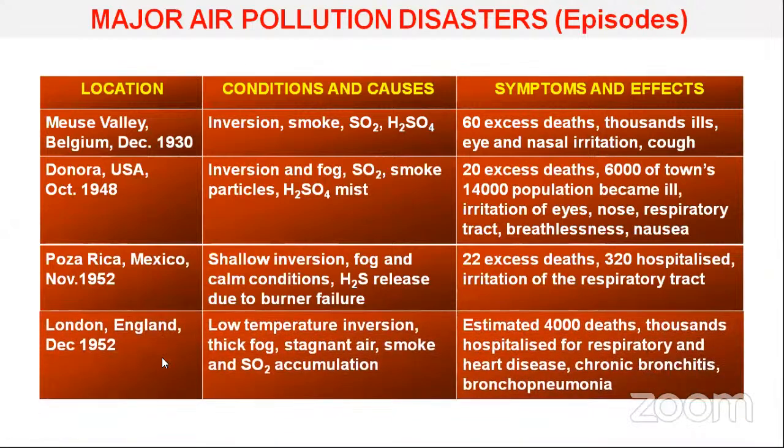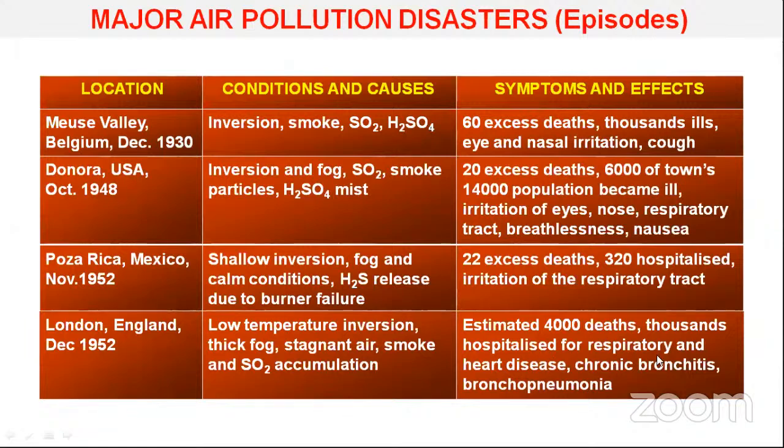London, a very famous episode in the history of temperature inversions, which shook the complete England. Again, December 1952, winter, a very low temperature inversion, thick fog, stagnant air, movement was not possible, upwelling was completely stopped, and smoke and sulfur dioxide accumulated because of routine traffic, transport activity, mobility, and industrial activity. 4,000 deaths within a matter of 5 days.